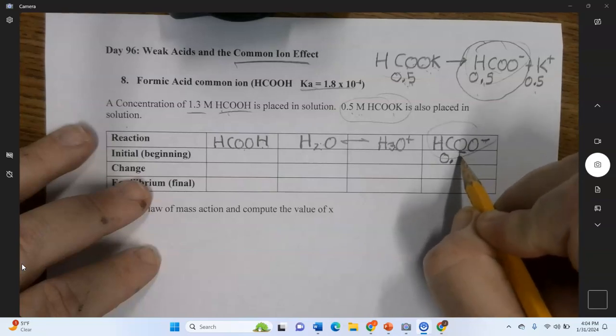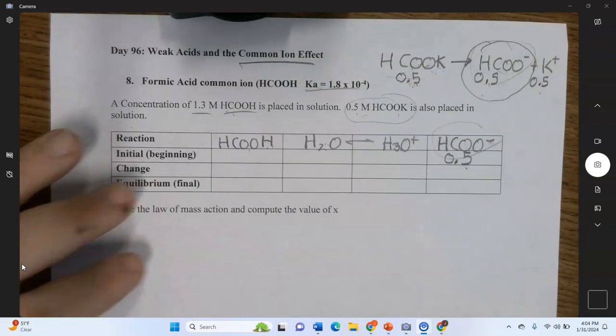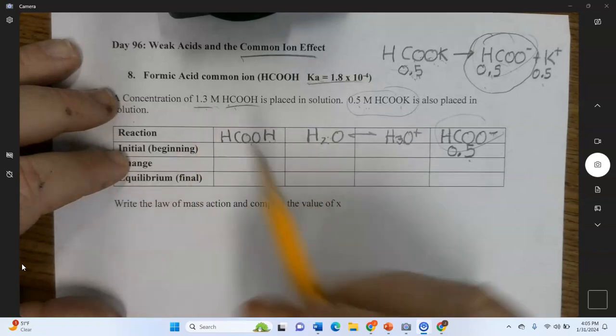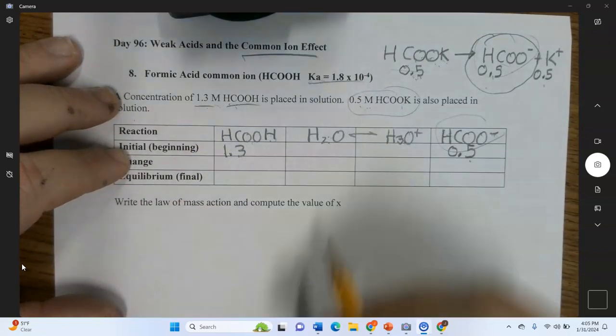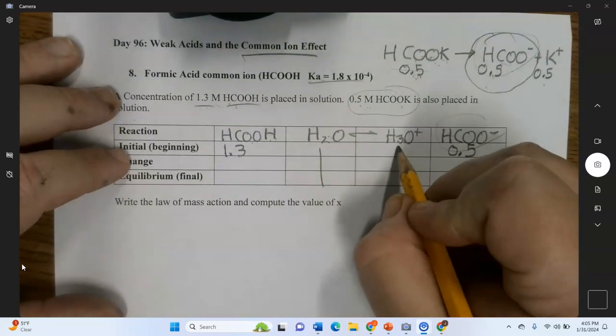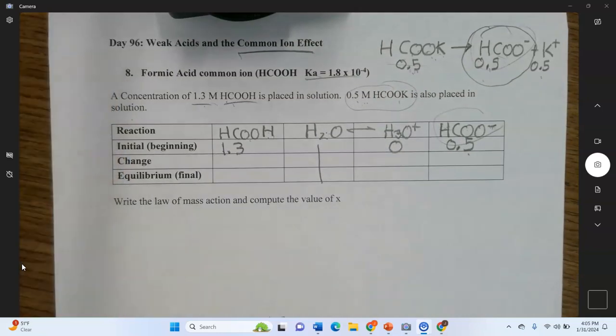So in the last problem, this was a 0. We started off with nothing here. Now we start off with 0.5, the common ion. Now we're going to come over here. We're still using 1.3 molar of the formic acid. We don't do the water, it's a pure liquid, and we're starting off with no hydronium ions to start with, okay? So now go ahead and fill out, pause the video if you need to, be sure you know how to fill out this table, all right?